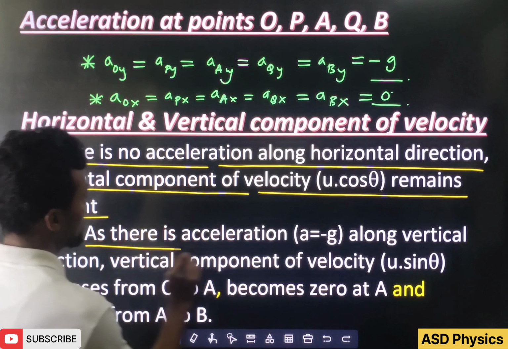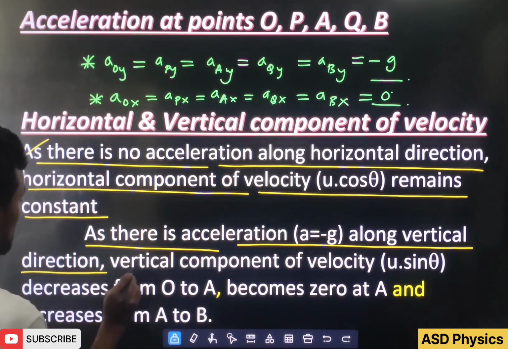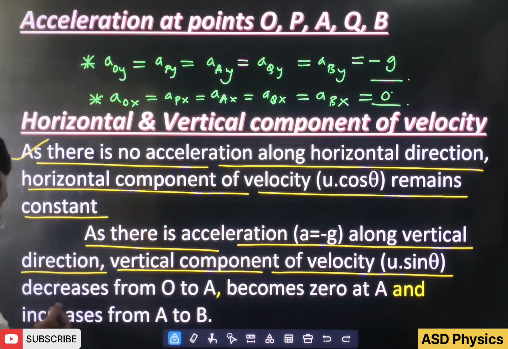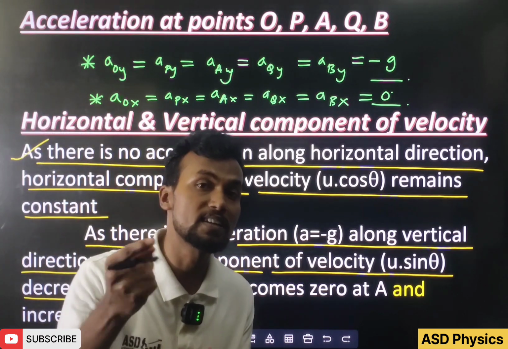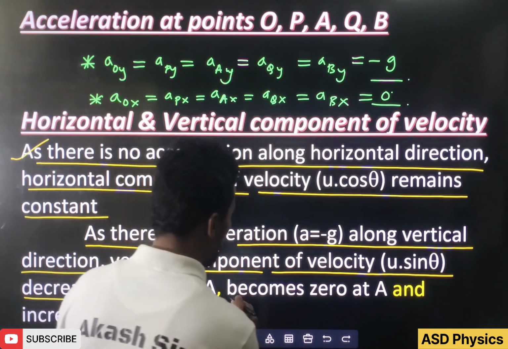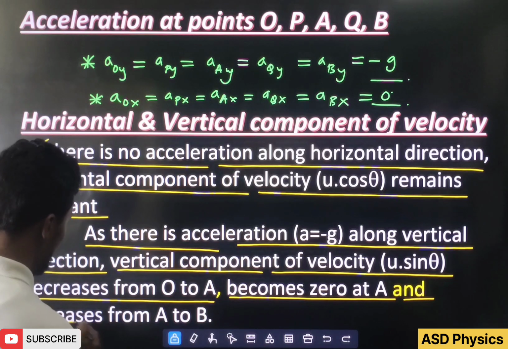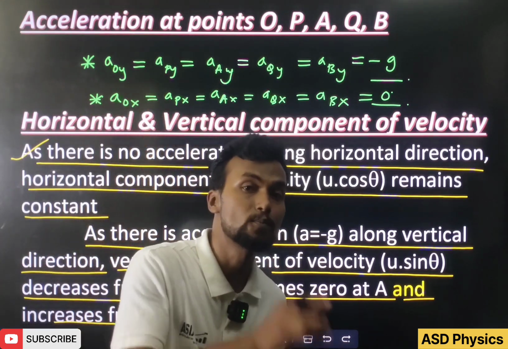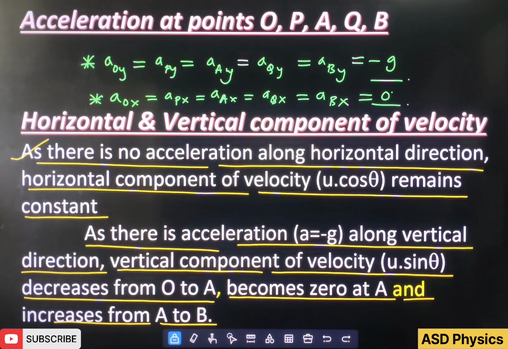See, similarly, as there is acceleration a equal to minus g along the vertical direction, the vertical component of the velocity, that means u sin theta, decreases from O to A. Why O to A? That means from projection to the highest point. Why does it decrease? Because velocity is upward, but acceleration is downward. Then it becomes 0 at A, and increases from A to B. Why is it increasing? Because from A to B, that means highest point to the landing point, V and A are both in the same direction here. So this is the basic idea, okay.